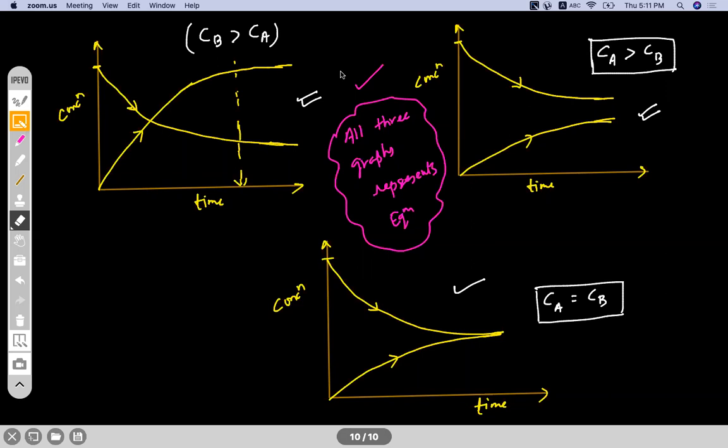Which one? This graph you're talking about, Namrata, the first one? See, it is a condition when the concentration of B is more than that of A. That is also possible, no? See here.